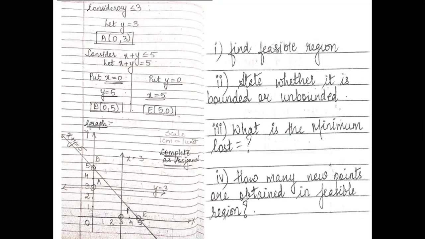So class, after this, I am giving this sum as an assignment. You have to find out the feasible region and answer some of the questions which I have written on the right side. So first you have to find the feasible region. Then you have to tell whether the region is bounded or unbounded. What is the minimum cost, because the sum is based on minimization, and how many new points are obtained in the feasible region, if any. So as you all can see, when I've plotted the lines, I've got 1, 2, and 3 new points. But out of these, how many will be included in the feasible region? That you have to practice and find out.